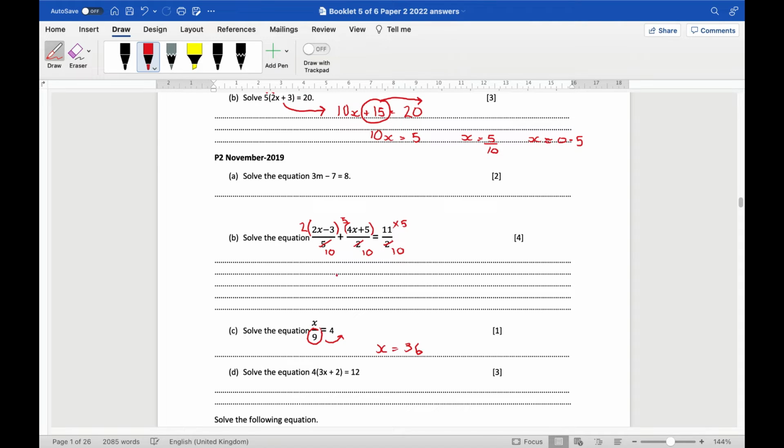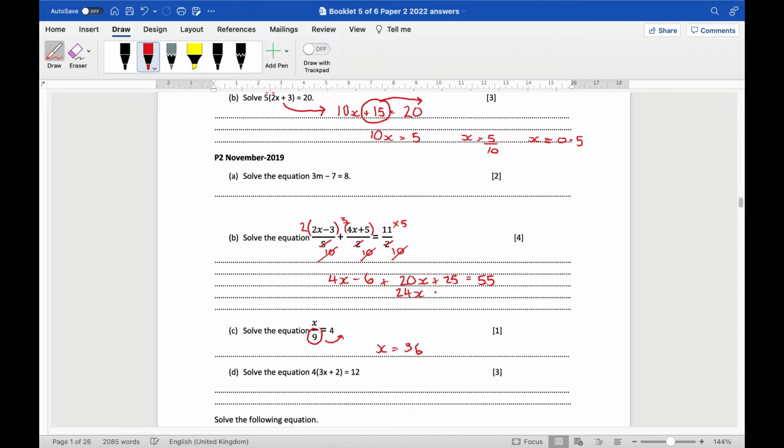So everything in that bracket is doubled, plus, that's what we got in the middle, everything in the second bracket I've had to times by 5, so it's 20x plus 25. And also the 11 I've got to times by 5. And once I've done that, I can then get rid of the bottoms.